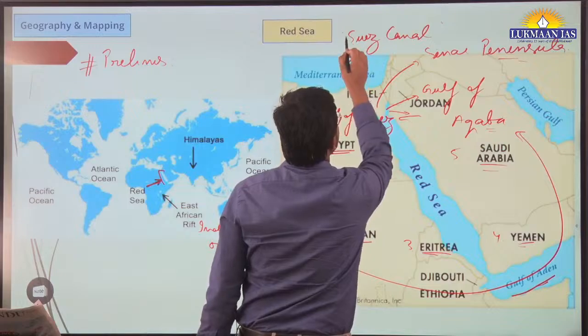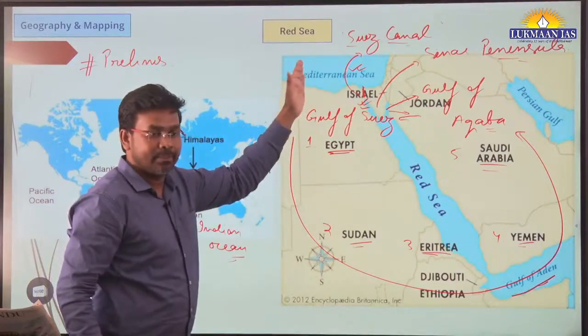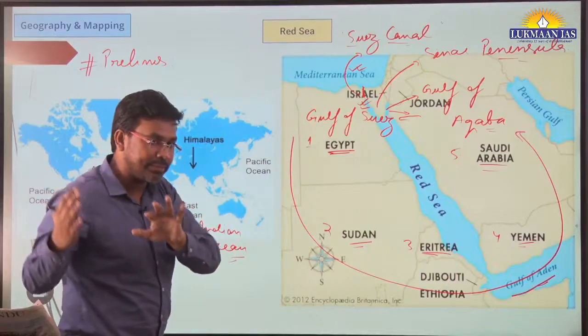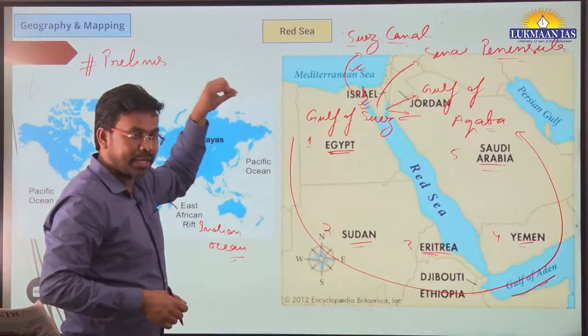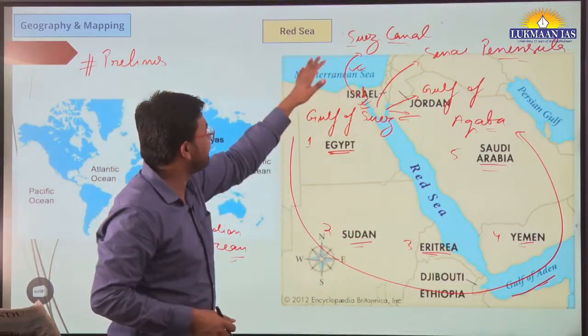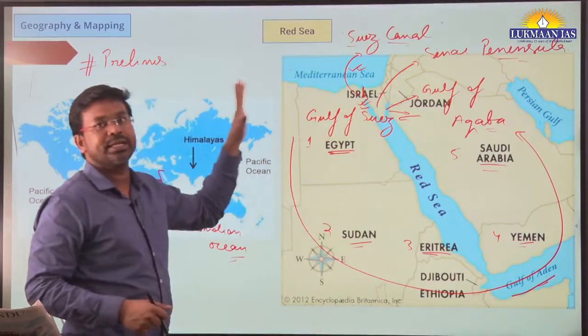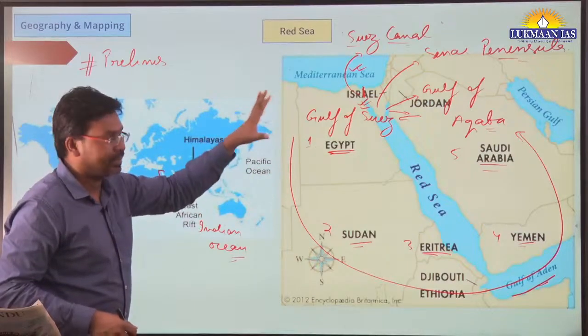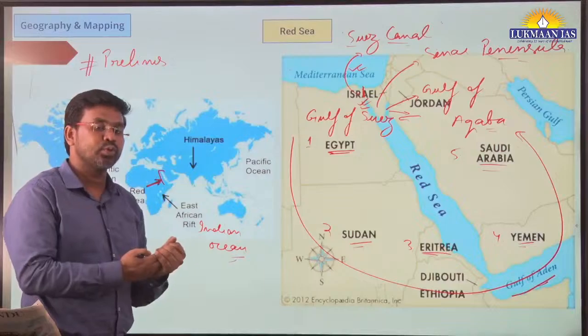So this Suez Canal is a man-made canal, made by human beings so that ships can pass through it. It is one of the longest man-made channels, and it connects different seas. It connects the Mediterranean Sea and the Red Sea, and it allows international trade to happen through sea routes.